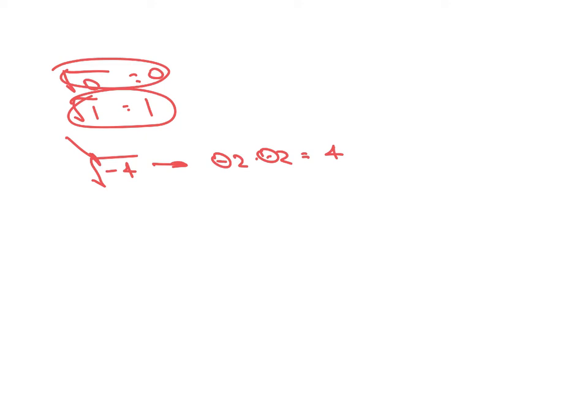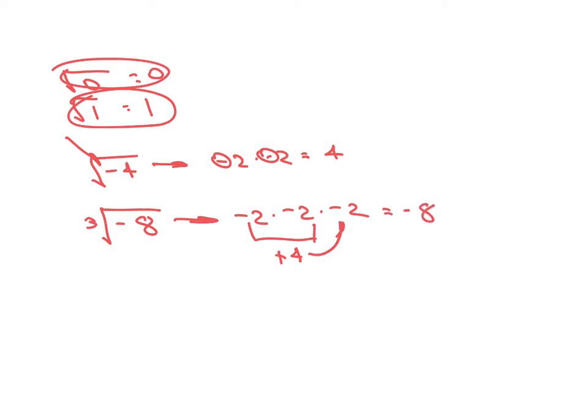But if the index is a 3, you can have a number that works with a negative. So, for instance, -2 times -2 times -2. This gives me a positive 4, and then when I multiply it by -2, I get my -8. So if my index is an odd number, there can be a negative symbol in here, and there is an answer, negative 2 for this one. If there's an even number, like in this case a 2, there is not a negative that works. So just something to consider.